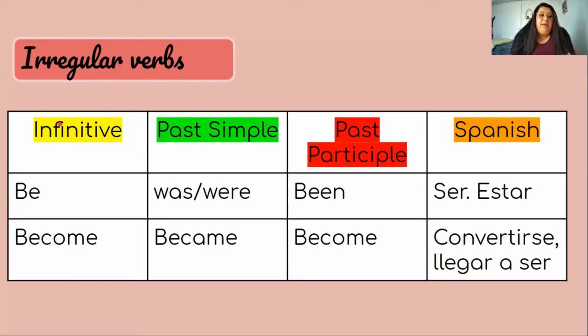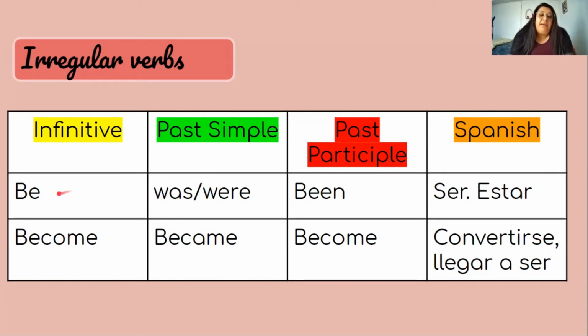This is the infinitive, be. Then we have the past simple form of this verb, and it is was or were. Remember, was or were. We use was with singular pronouns. I was, she was, he was, it was. Were is for plural. They were, we were, okay? And you were. Then we have the past participle, which is being, and then it means ser o estar.